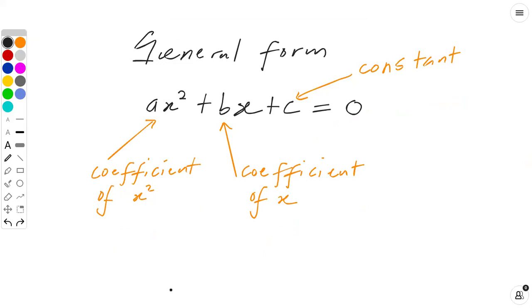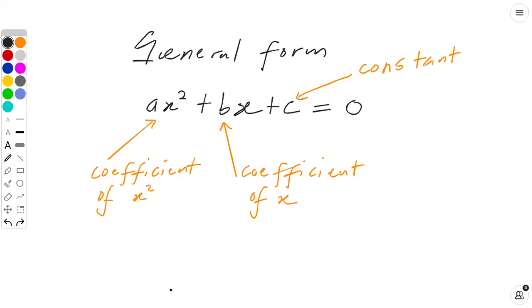This is what we call the general form of a quadratic equation. Any quadratic equation can be written in this way. Now, let's take a look at the equation and see what we have in the equation. The equation is ax squared plus bx plus c is equal to 0. That is the general form of a quadratic equation.